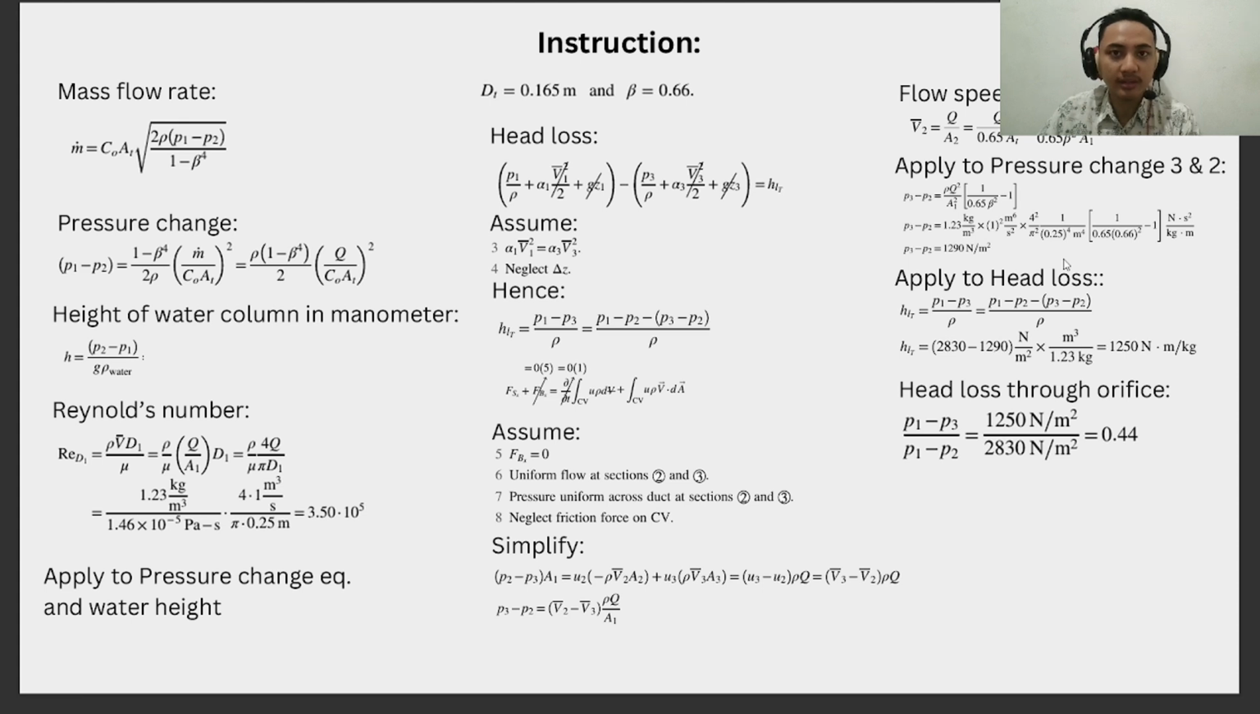the equation that we had, and then we find the flow speed at 2, and we apply it to pressure change 3 and 2, and then we get the pressure change between section 3 and 2 equal to 1,290 newtons per square meter. And we apply it to head loss, and we get 1,250 Newton meter per kilogram. And then we find the head loss through the orifice, which is equal to 0.44. And so the total head loss through the orifice is around 44%.